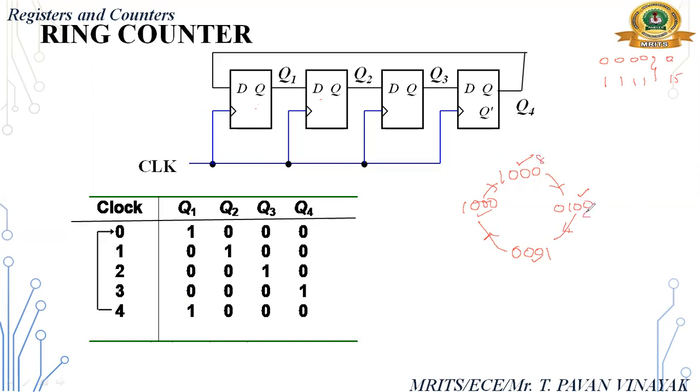This is 8, this is 4, this is 1, sorry, this is 10, this is 01. So this is 2, this is 1. The possible states are 1, 2, 4, 8. Remaining states are all unused. Usable states are only 4.